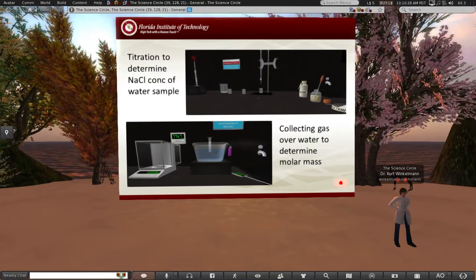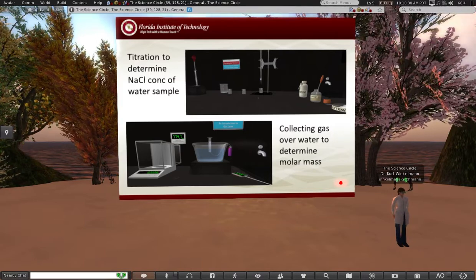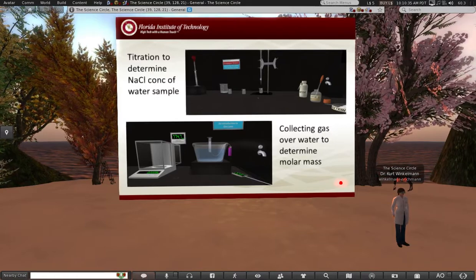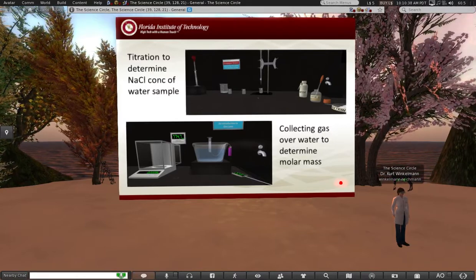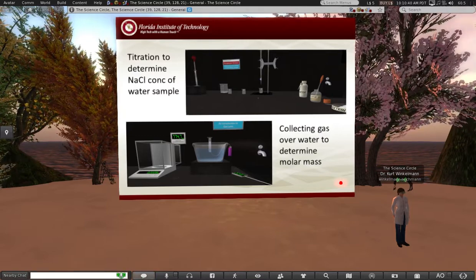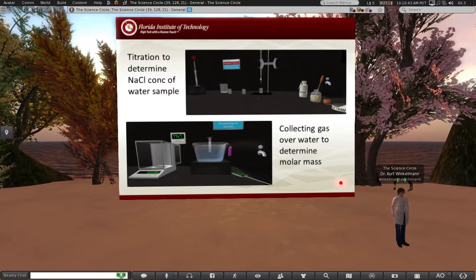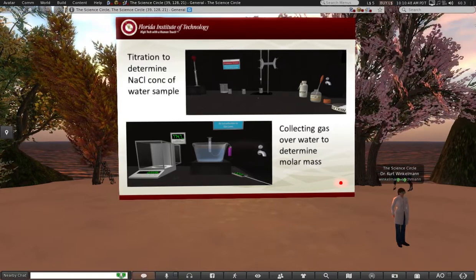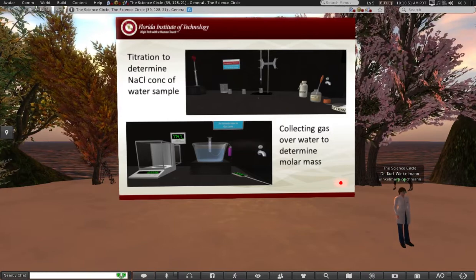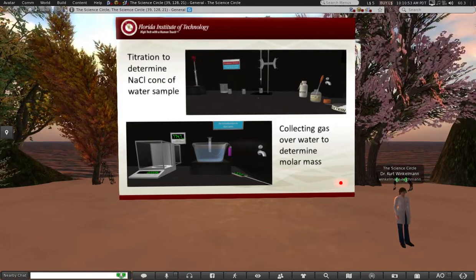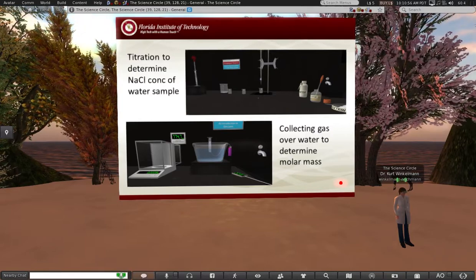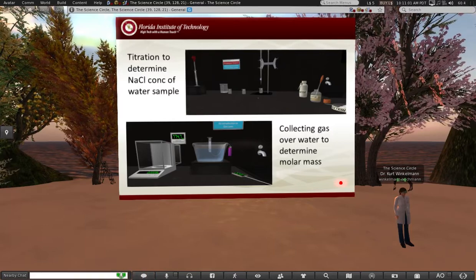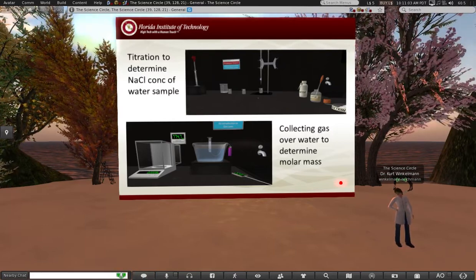And the second experiment was collecting gas over water to determine the molar mass. Molar mass is a big idea in freshman chemistry, and this technique is fairly common. So we found two lab experiments that we could replace with Second Life versions, and the lab experiments were also ones that would be very commonly performed, not just at Texas A&M but at just about any other university.